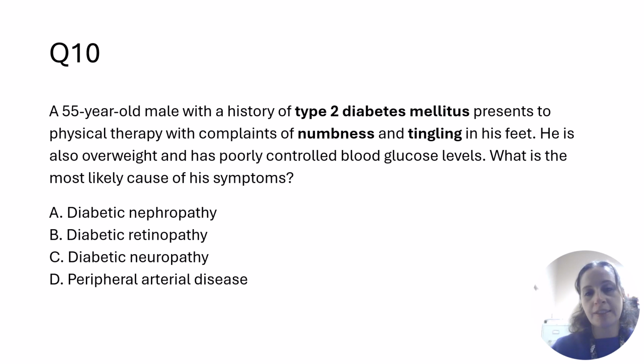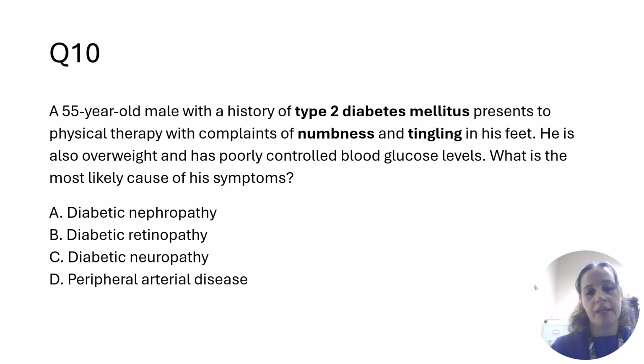Type 2 diabetes, numbness and tingling. That tells me neuropathy. Okay, these are all diabetic issues or things that are related to diabetes. But the numbness and tingling, that's nerve signs. A, right? Like clear nerve signs.